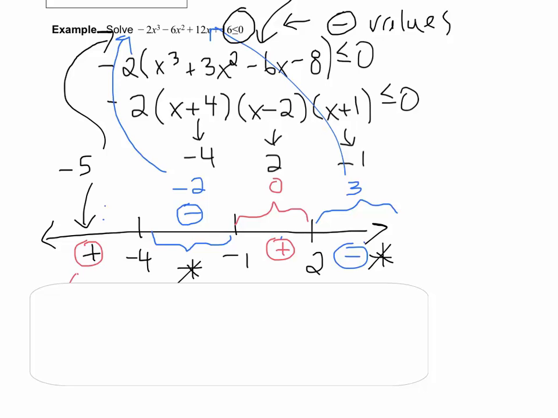So that means our solution for this problem would be negative 4 less than or equal to x less than or equal to negative 1, and x greater than or equal to 2. We're using greater than or equal to signs or less than or equal to signs because we've got a less than or equal to sign in our problem. If this was just a less than, then these would all be just less than signs as well.